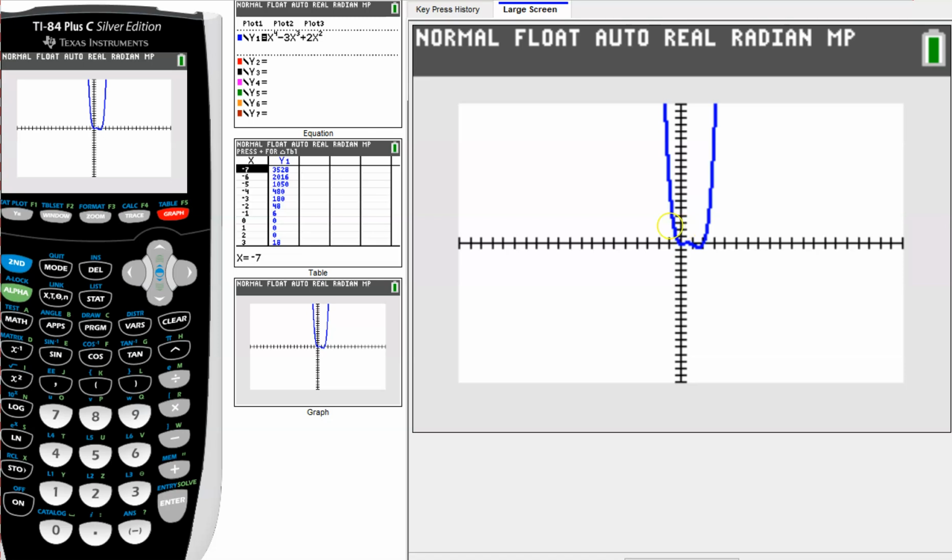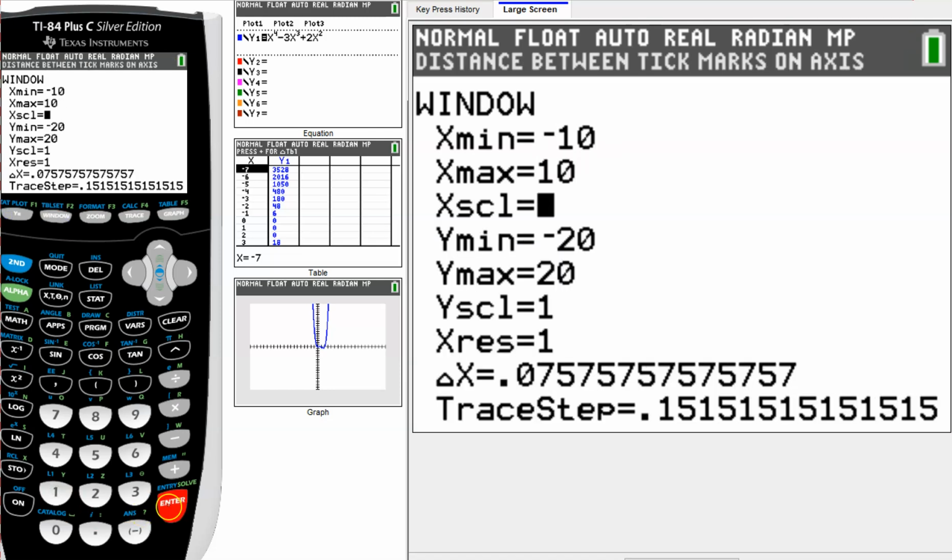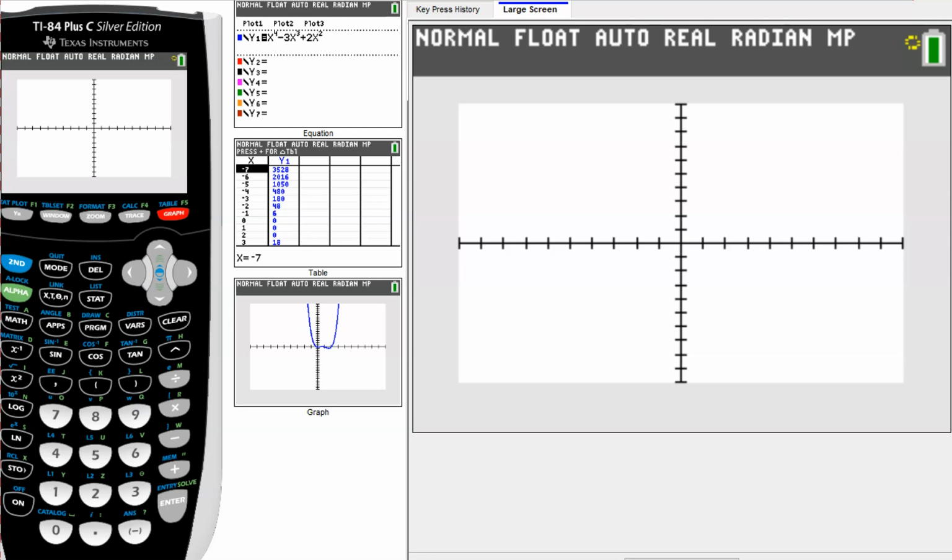So this one, it's a little bit hard to see here. I left my parameters in that I had last time. So I'm going to go into my window. I'm just going to change it to -10, 10, as I see that it's hovering around 0. I'm going to do that for this one too, and regraph that. There it is. And notice that it does go through 0, 0, that one point that I was looking at.